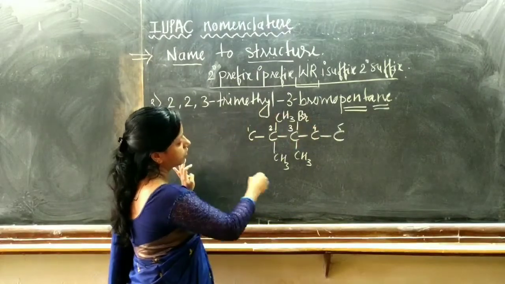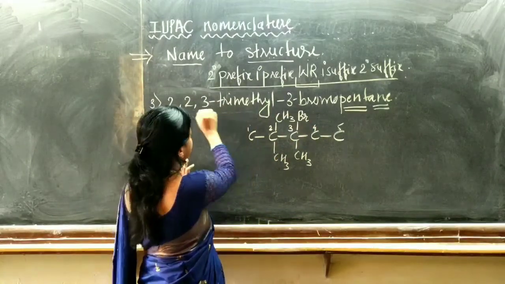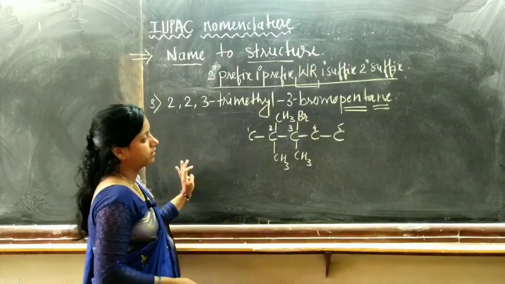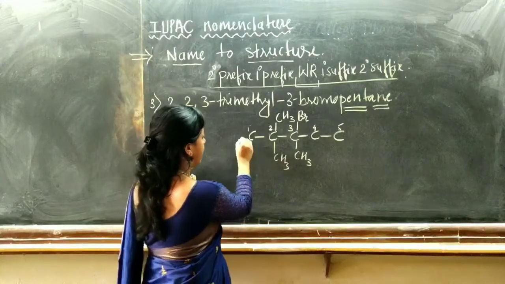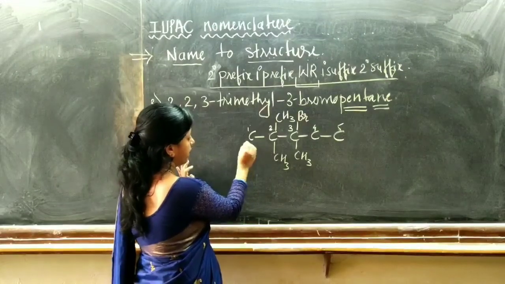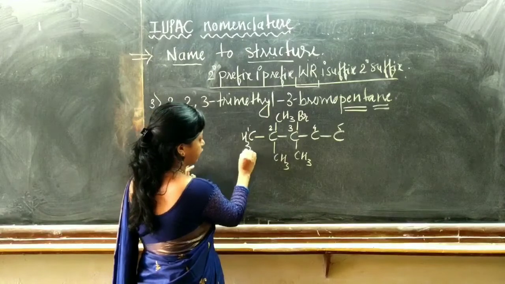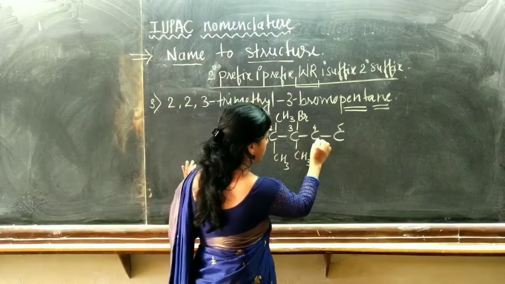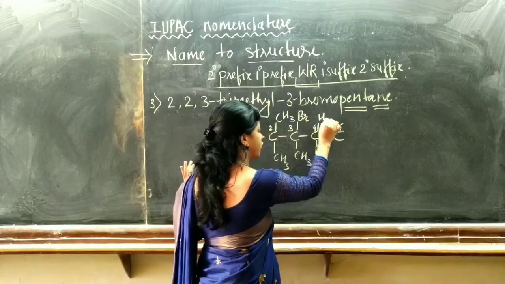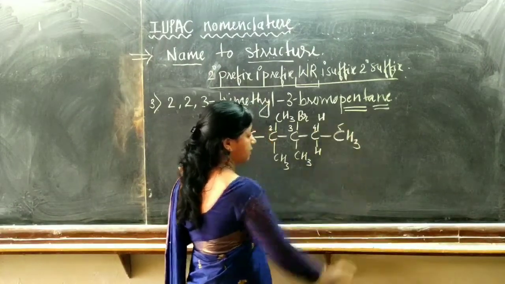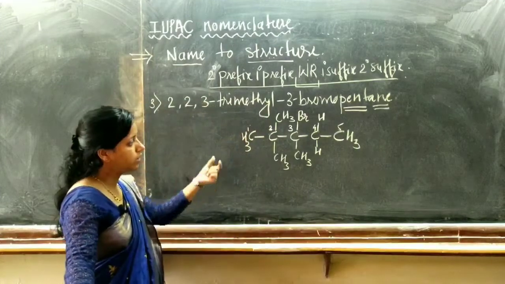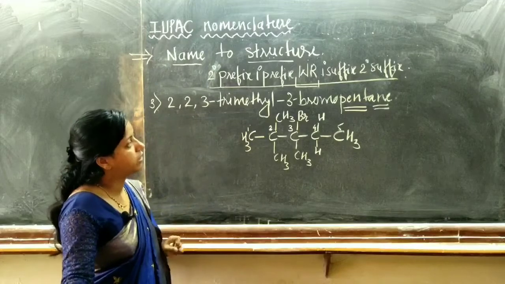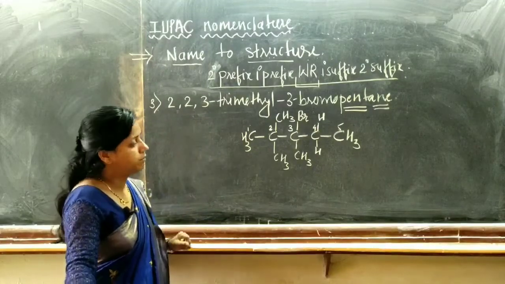We have to write whatever data is given in the name, and we have already written that here. So remaining, we have to add hydrogen atoms now. Here it requires 3 hydrogen atoms, here it already has 4 bonds, here also it has 4 bonds. So here it needs 2 hydrogen atoms, and this is a terminal carbon, so it should have CH3. So this is the structure of the given IUPAC name of this compound.